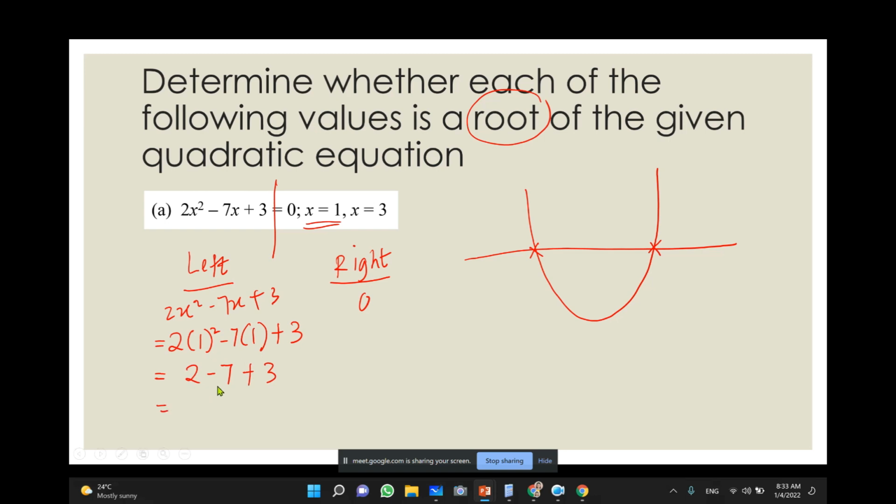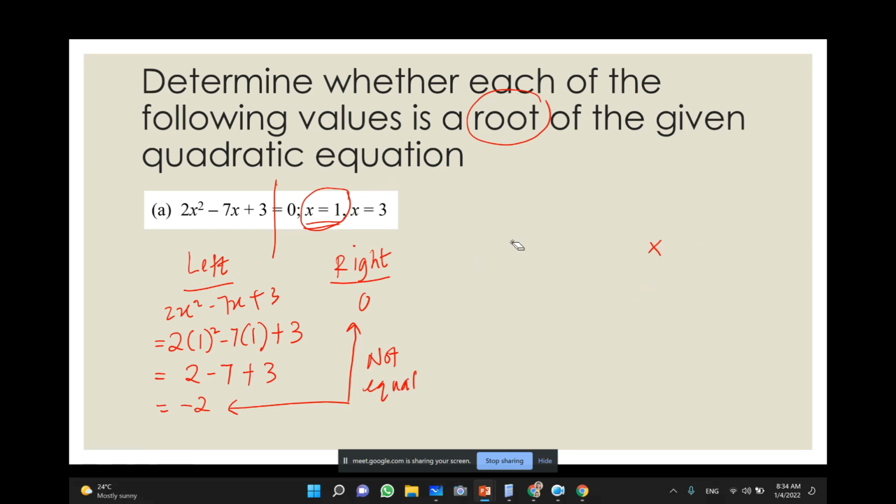2 minus 7 equal to what? 2 minus 7 is negative? -5. Negative 5 plus 3? -2. Yes, correct. Then you compare the left and the right. Are they the same? They are not equal, right? So when they are not equal, it means that the value of x equal to 1 over here is not a root of the quadratic equation.